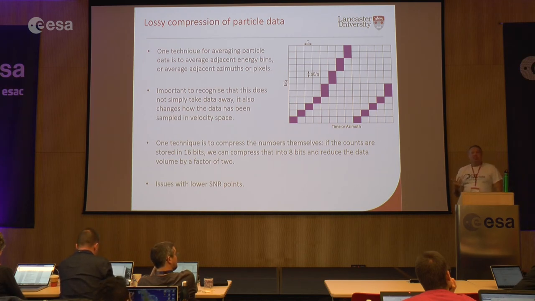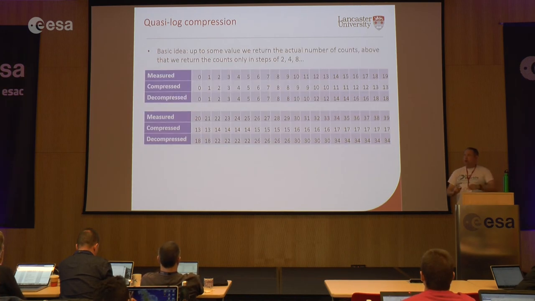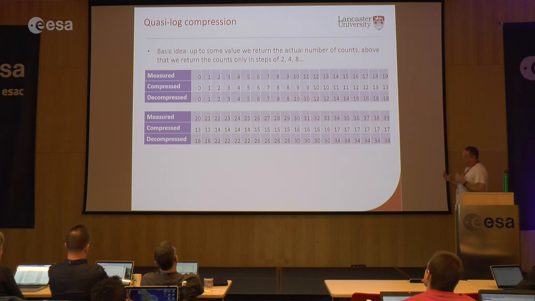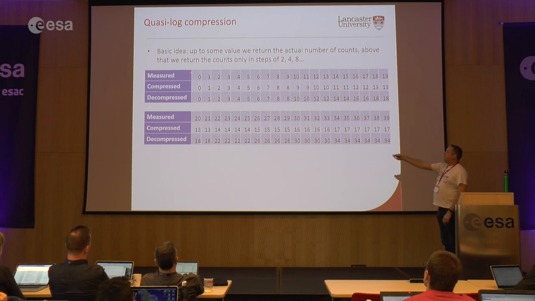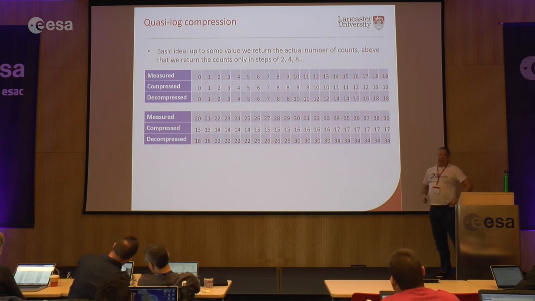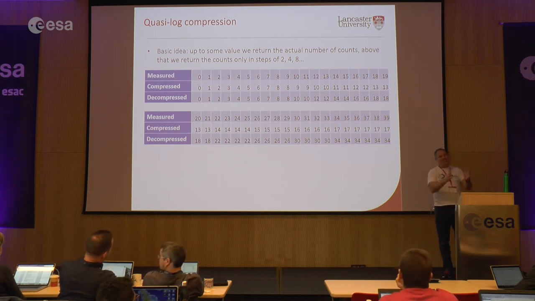The question is, of course, is that a good thing to do? It might not be a good thing to do for a particular application, but we can do that. So I'm going to show you how that works, and then we'll break for coffee. The basic idea is that we return exactly the same number up to a certain limit. The top row in each of these is what I measure. This is, say, a number of counts in a particular bin. So I measure 0 counts, or I measure 5, or I end up with 33. And then I want to compress that down so it occupies less space.